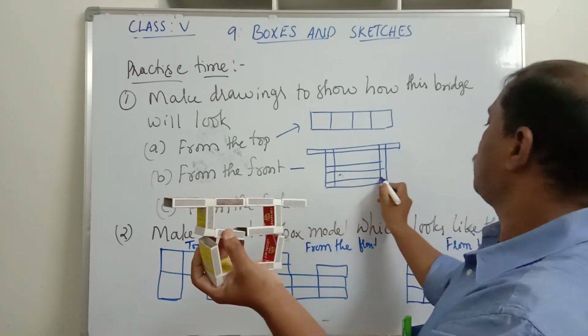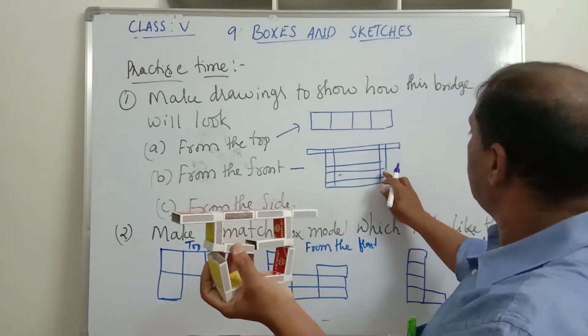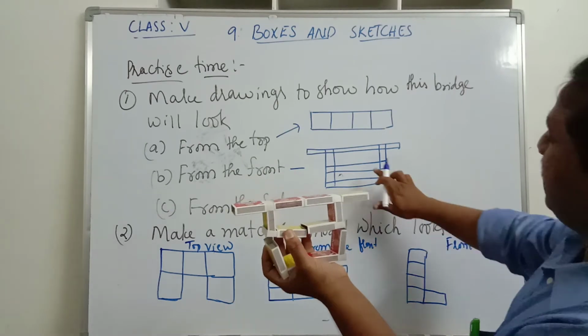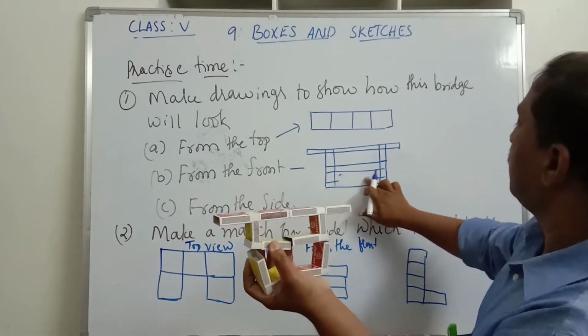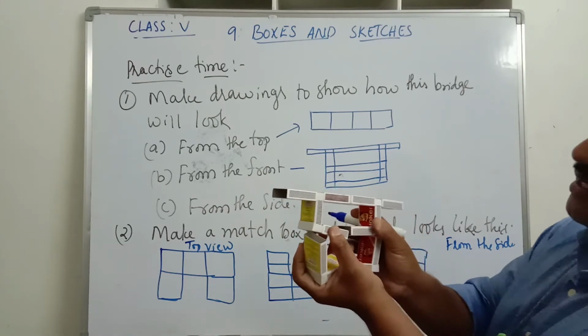So join these two and then we'll get this. Now this is the front view of that figure. Front view of the figure I have drawn roughly. You draw it neatly by making this model.